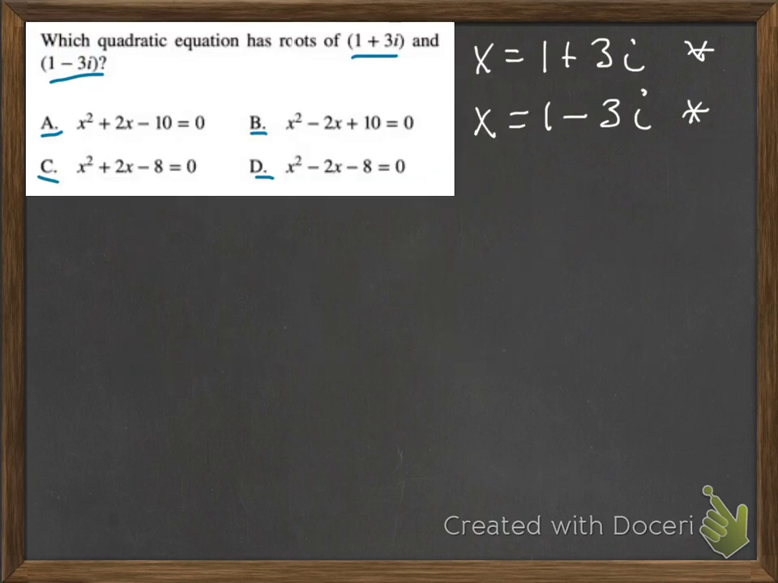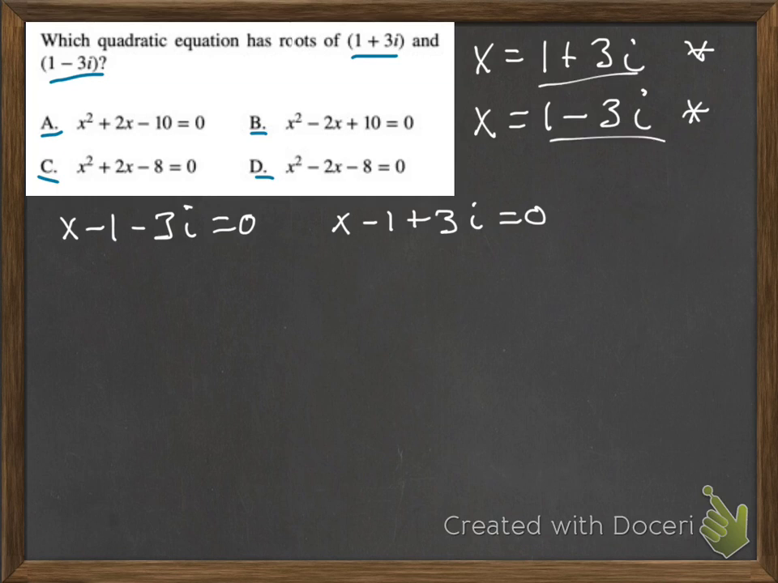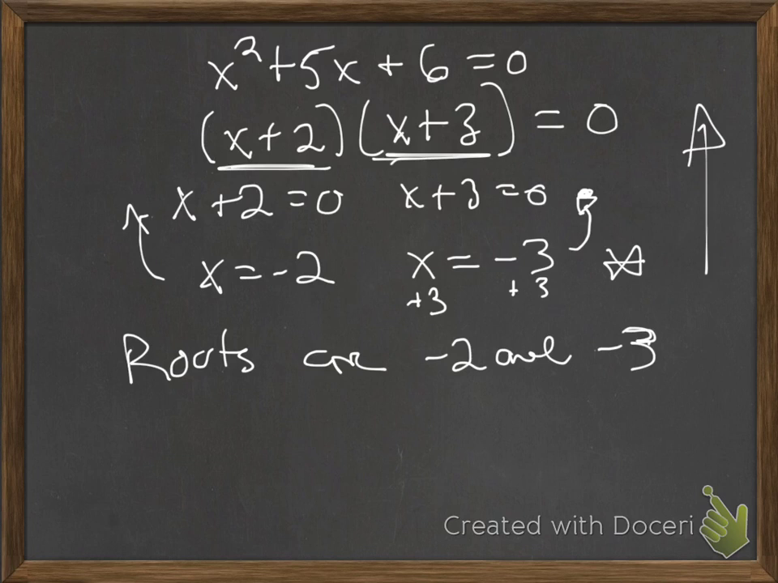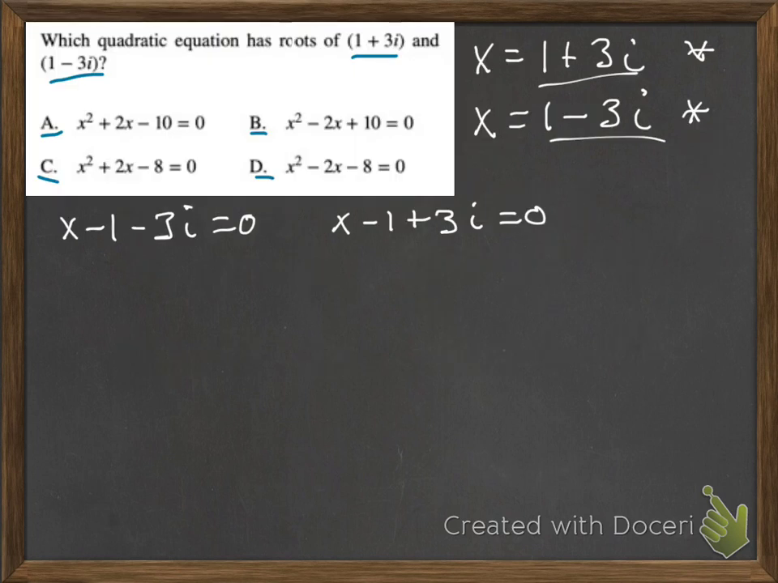So let's go ahead and do that. We'll have x minus 1 minus 3i equals 0, and x minus 1 plus 3i equals 0. I just moved each of these things over to the other side. I wanted to keep my x positive just for simplicity's sake. Now that we have these two things equal to 0, just like we did here, where did this come from? Well, it came from this piece right here. So if I can multiply those two things together, I can get back up to my original.